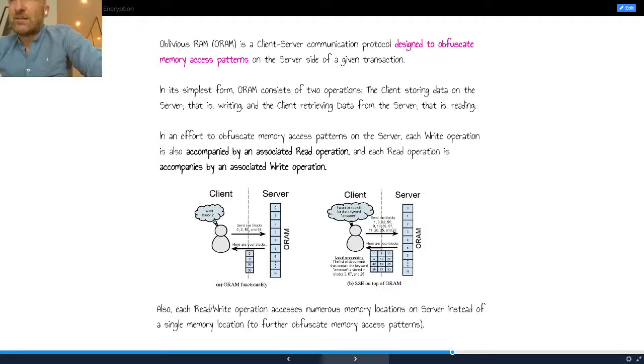And vice versa as well. So it's an obfuscation. It attempts to prevent any snooper from being able to see the memory access patterns. So we're trying to have queries where no one can see the query, no cloud provider, no third party. And we're also obviously working on encrypted data. So we're the only ones with the key and the cloud provider has not got the keys.